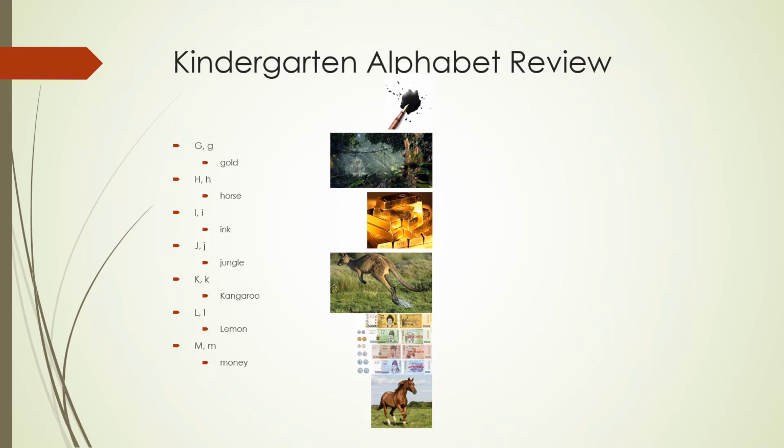Next slide. We're looking at G, H, I, J, K, L, and M. It's the same thing, but this time I gave you the words to go with G. So G says gold. Of the pictures, what is gold? H says horse. I says ink. J says jungle. K says kangaroo. L says lemon, which we don't see here. M says money. Okay.